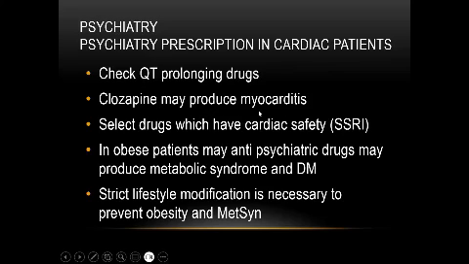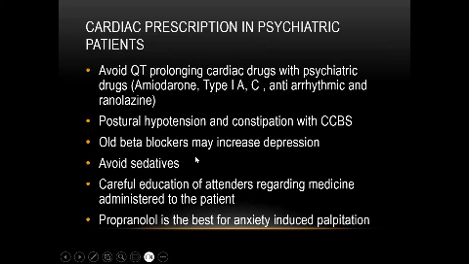Clozapine is a very notorious drug to produce myocarditis, and the cardiac safety drugs are SSRIs. In obese patients, many psychiatric drugs may produce metabolic syndrome and diabetes mellitus. So that's why in patients who are on psychiatric drugs, lifestyle modification is necessary to prevent the metabolic syndrome. So once again, cardiac prescription in a patient with a psychiatric disease, avoid.